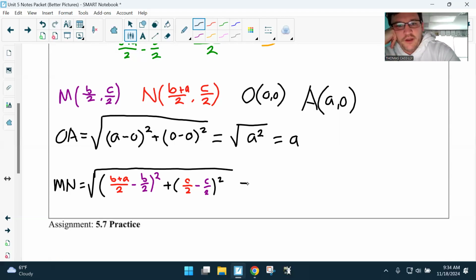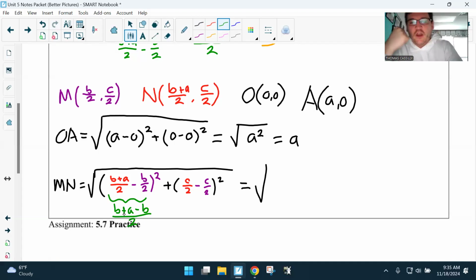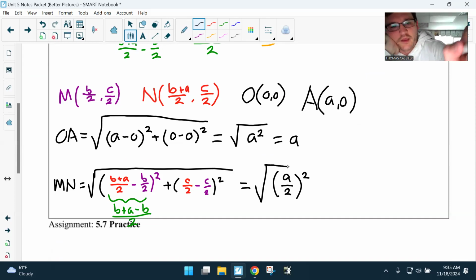All right, so let's go ahead and simplify all of this. I could write this as b plus a minus b, all over 2. Anytime you have common denominators, you're allowed to make one single fraction out of it. And what do you notice about those b's? I have a positive b and a negative b, so I'm left with a over 2, squared. If you look at the second term, I have c over 2 minus c over 2. That is 0, so that entire second term just goes away.